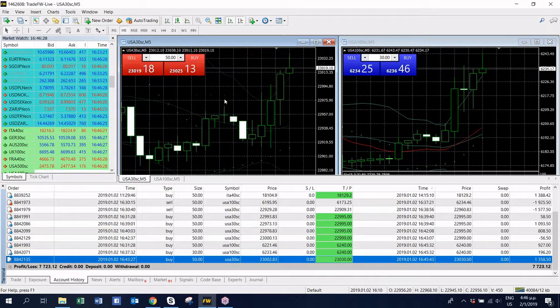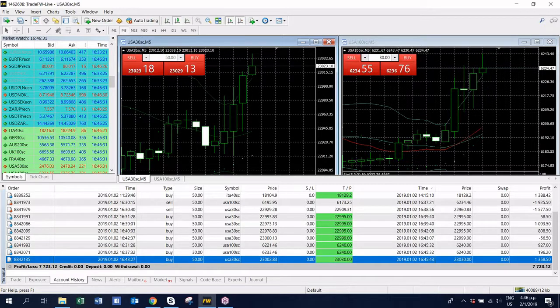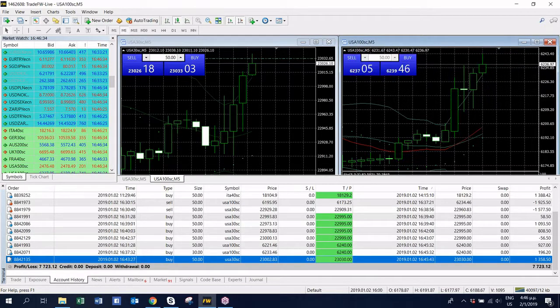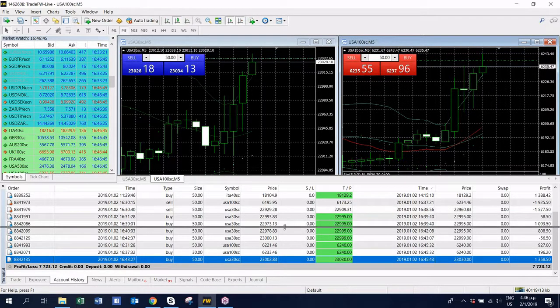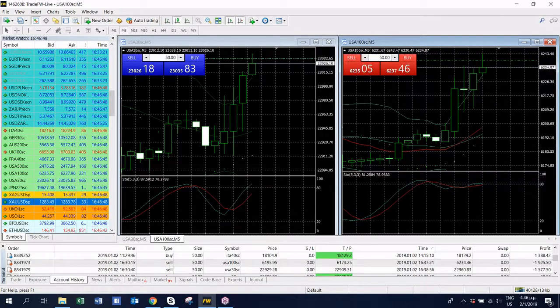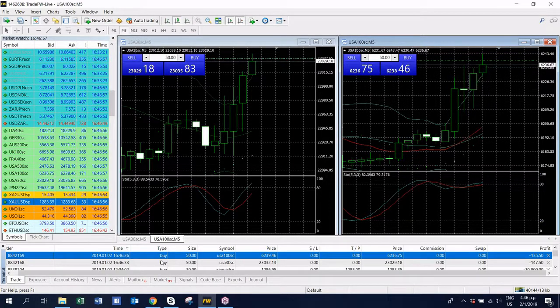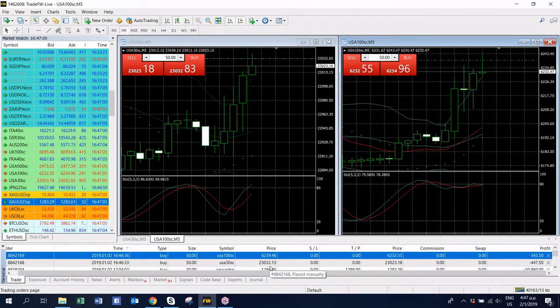We go for more. So I'm buying again. Here we go. I'm buying also here. Because we have a pullback, we go. So let me see. Let me see if we have more to offer. We opened two more trades. We are long on USA 30 and long on USA 100.